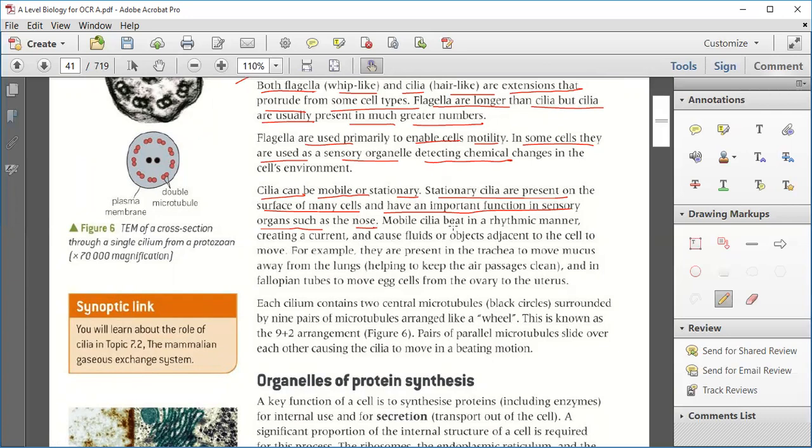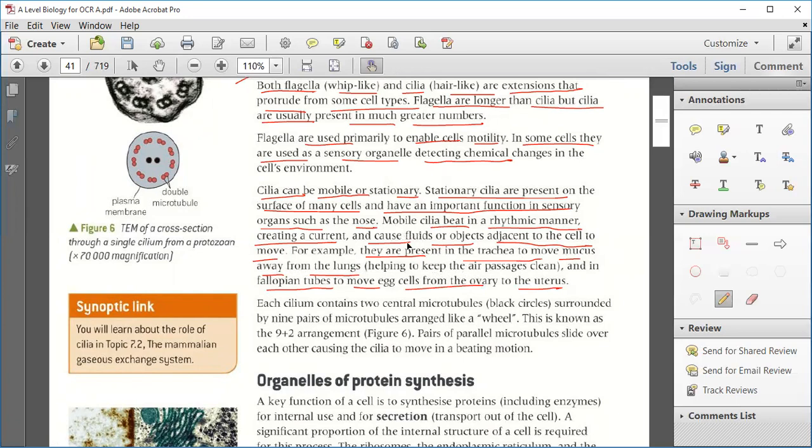Now, mobile cilia beat in a rhythmic manner, creating a current and causing liquids, fluids or objects adjacent to the cell to move. For example, they are present in the trachea to move mucus away from the lungs, helping to keep the air passage clean. And in the fallopian tube to move eggs from the ovary to the uterus.